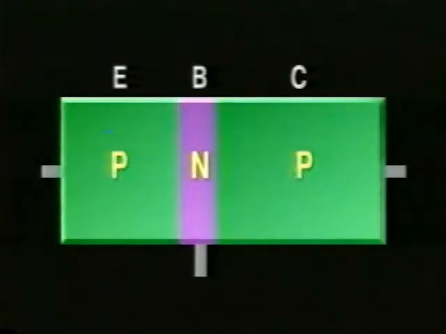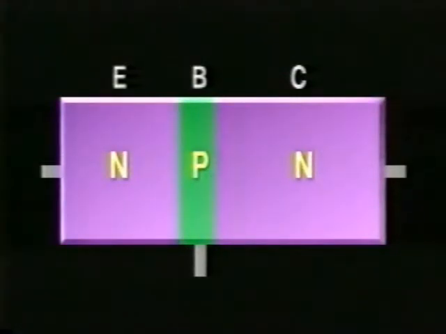The center part is called the base. This narrow region can be made of either P or N-type material. The two outer areas, known as the emitter and the collector, are composed of the opposite type of semiconductor material. Notice that the collector is the larger of the two. Bipolar transistors can be either PNP devices or NPN devices. We'll focus primarily on the more common NPN transistors.